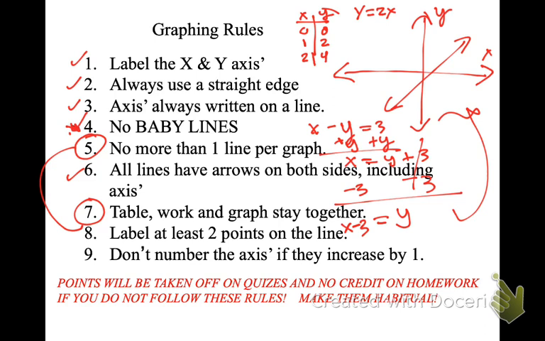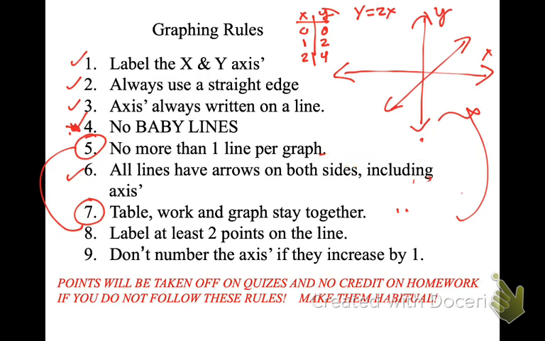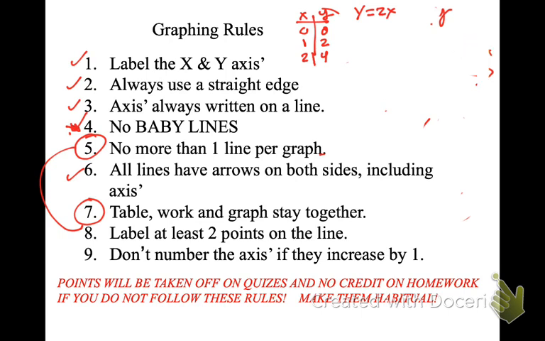Yes. Wait, do we also have to do the table? Well, it depends on how I'm showing you how to graph. There's multiple ways to graph. And so one day you will be doing table method, yes. Wait, in this right now? Right now, we're not there yet, so let me get there. Yes, it's the first method we hit. Don't number the axis if they increase by 1. Yes, David.